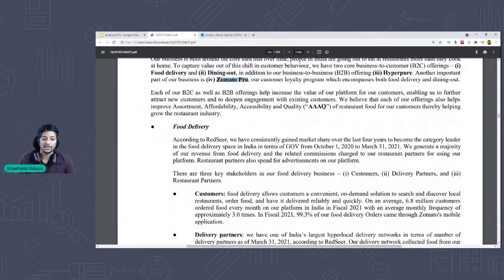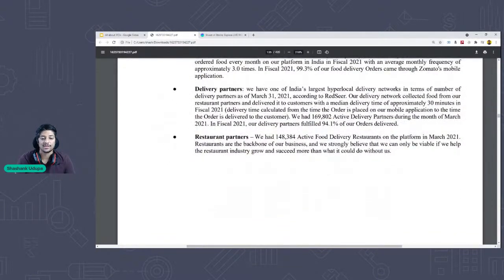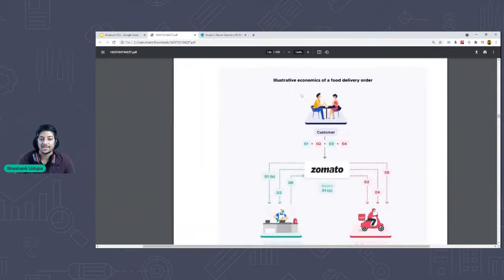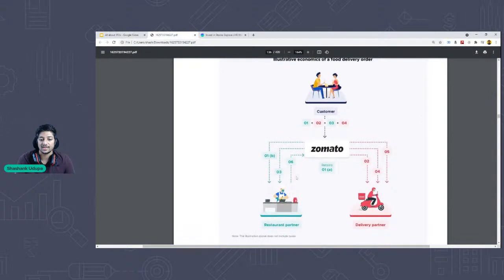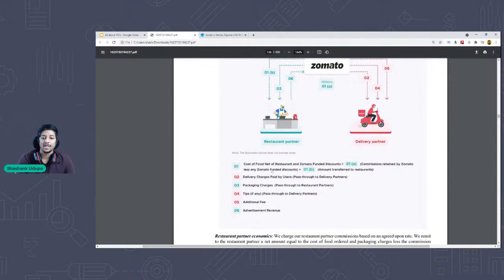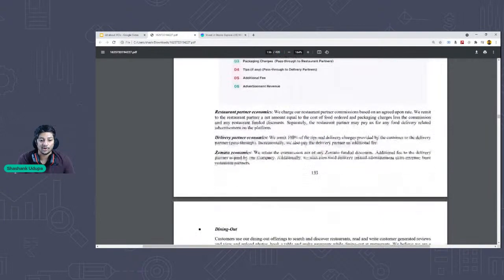So if you talk about food delivery, it talks about what they do in respect to food delivery over here, customers, restaurant partners. Then look at this, they have nice infographics that explain their business. So basically it says, look at the economics, customer is here, restaurant partner is here, and delivery partner is here. So this is how the entire process happens, right? Cost of food, how much commission they take from each restaurant, how they do the entire operating metrics of Zomato, is all explained in these documents, right?